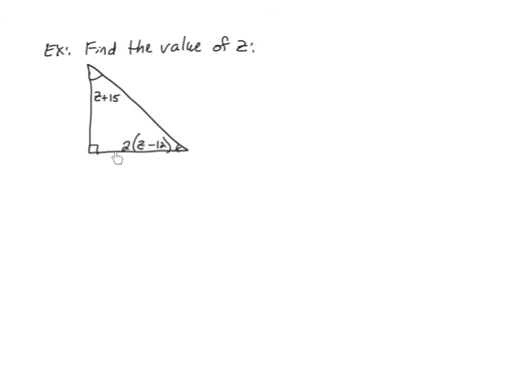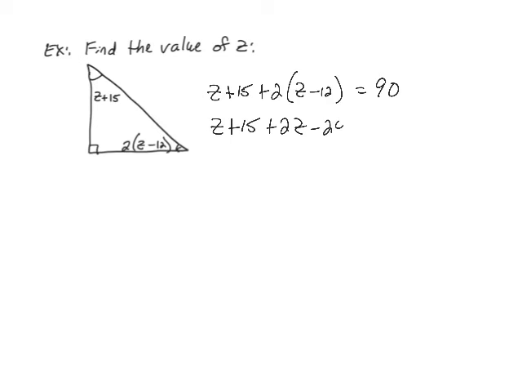We have a right triangle. The angle down here is 2 times the quantity z minus 12, and the angle above is z plus 15. I want to find the value of z. Well, based on that theorem, we know that these two acute angles are complementary. So z plus 15 plus 2 times z minus 12 is going to add up to 90. So I don't have to do the 180 and subtract the 90 away. And now we just solve for z.